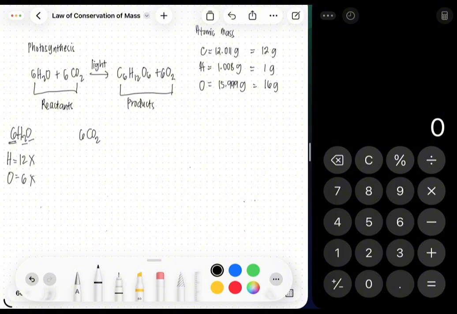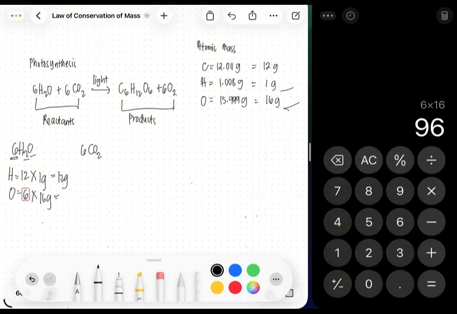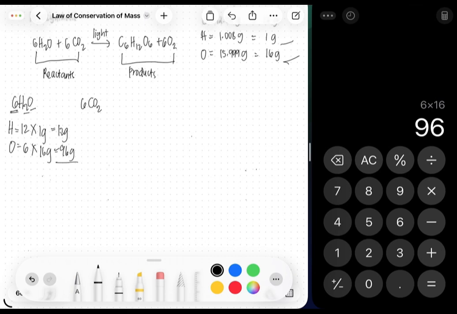Multiplying the atomic mass of each element, we have 12 times 1 for hydrogen, so we get 12 grams. And then we have 6 atoms of oxygen times 16 grams, so we get 96 grams. And then we just need to add this up, we get 108 grams.